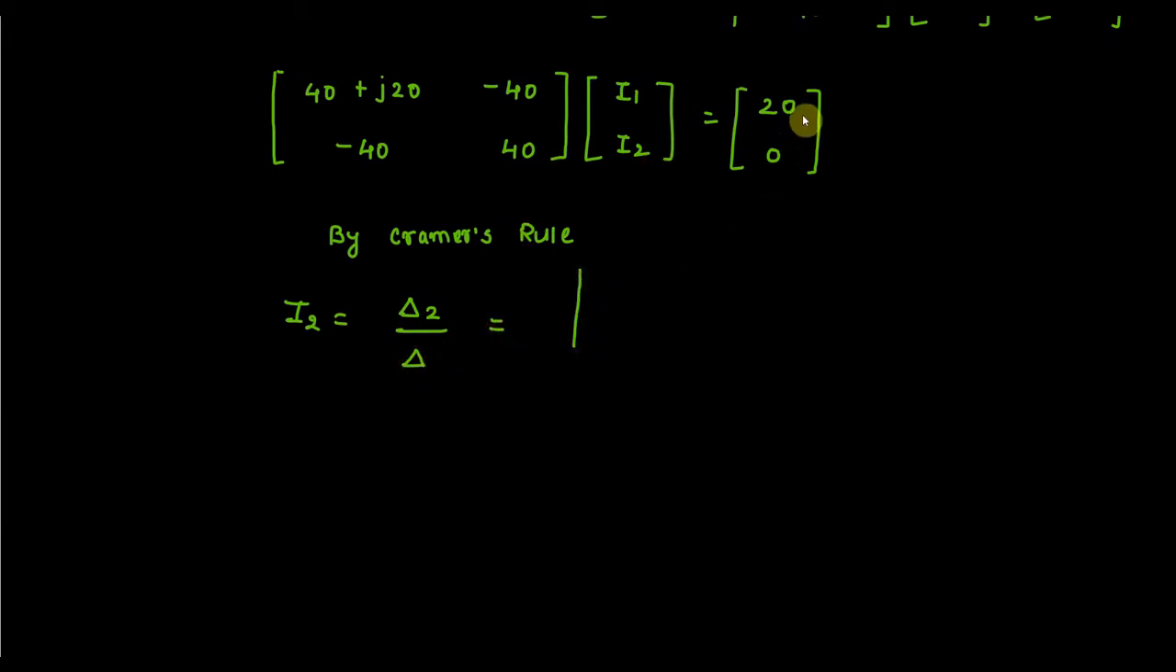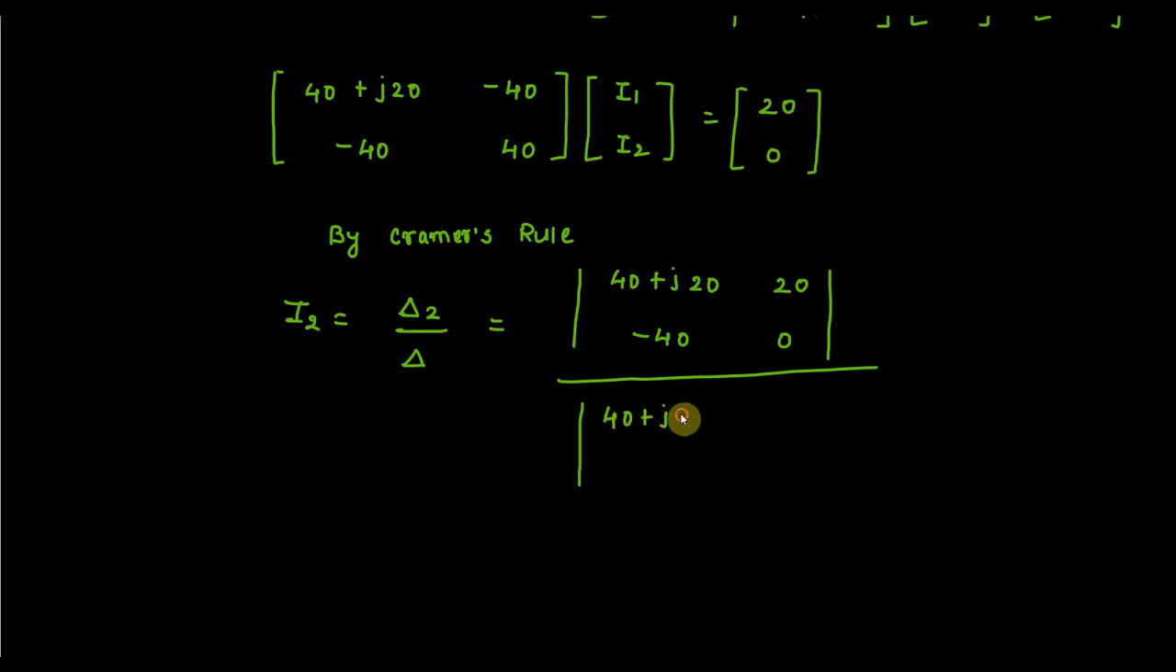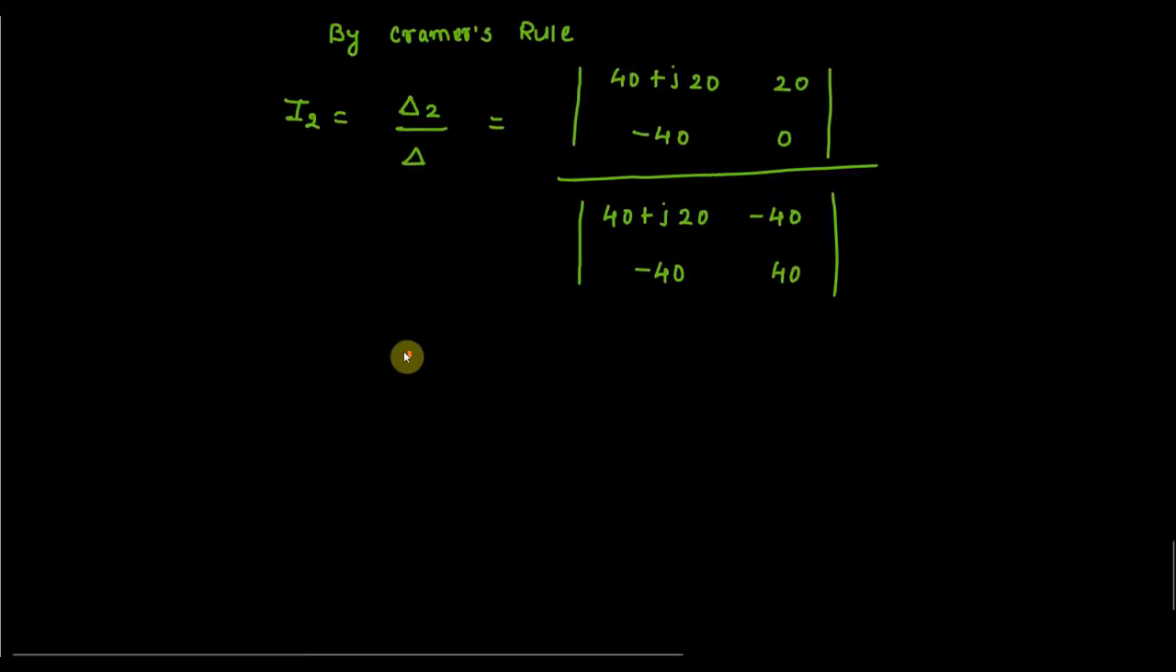Now write the determinant. Replace the second column of the Z impedance matrix by this voltage matrix. So it is 40 plus j20, minus 40, and this should be 20 and 0, divided by the delta matrix. The delta matrix is your impedance matrix. So it is 40 plus j20, minus 40, minus 40, and 40. Now simply solve this determinant and you will get the value of I2.